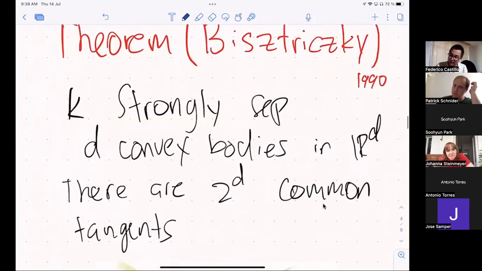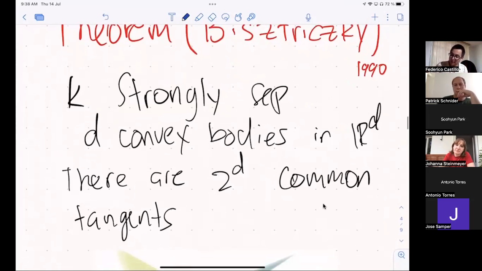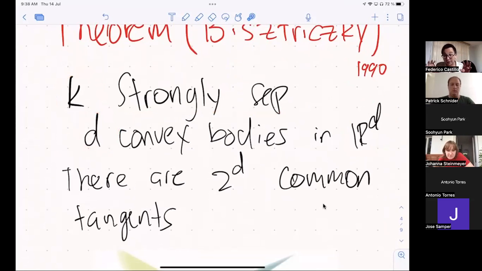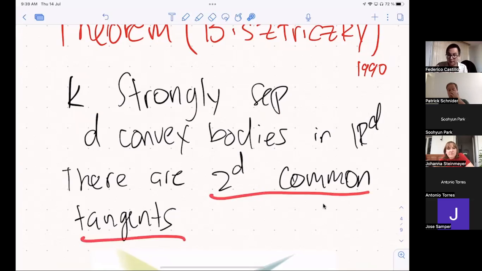Now, another version of this theorem was proven by Bisztriczky before them, and actually they reproved Bisztriczky. And Bisztriczky says, and this is the true generalization of the Greek problem, okay, give me a family of strongly separated D convex bodies in RD. So 2 circles in R2, 3 spheres in R3, 4 spheres in R4, and so on. And they have to be strongly separated. So any subset can be strictly separated from the rest.